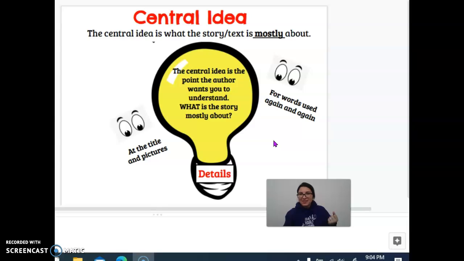So again, I'm going to just go over this really quickly. The central idea is the point the author wants you to understand. So what was the point that the author wants us to understand from the story Ponies? Ponies. The author wants us to learn about ponies.